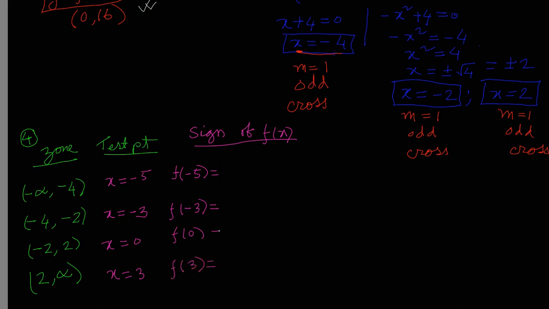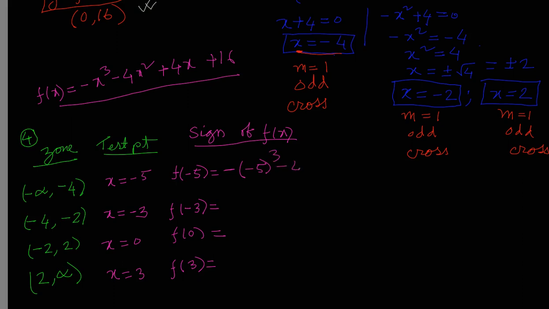All right, so let me first write down what is my function of x, guys. If you remember, my function of x is negative x cube minus 4x square plus 4x plus 16. So what is going to be my function of -5? Function of -5 will be negative -5 cube minus 4 times -5 square plus 4 multiplied by -5 plus 16.